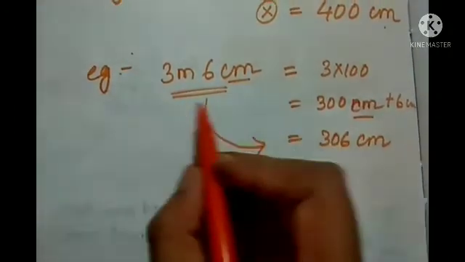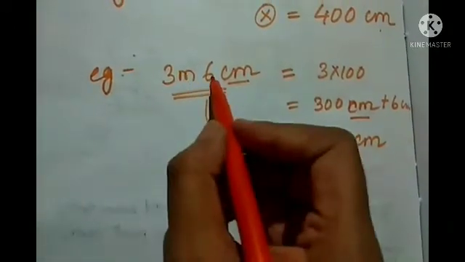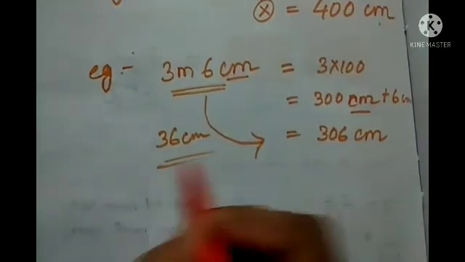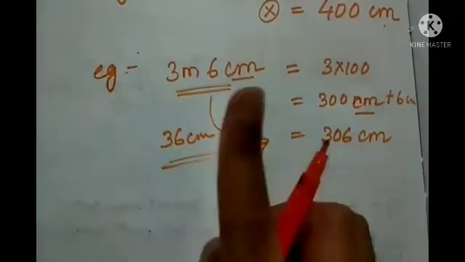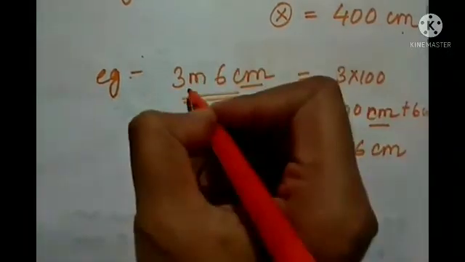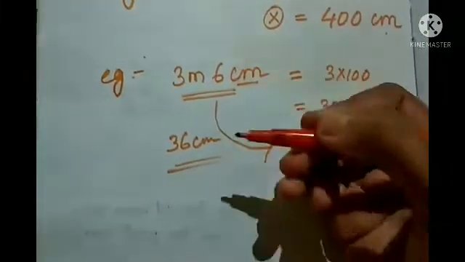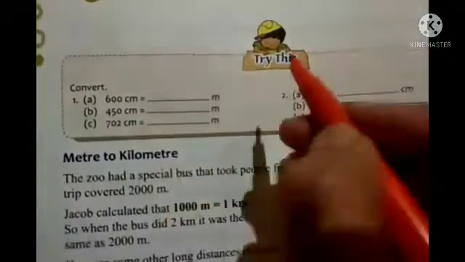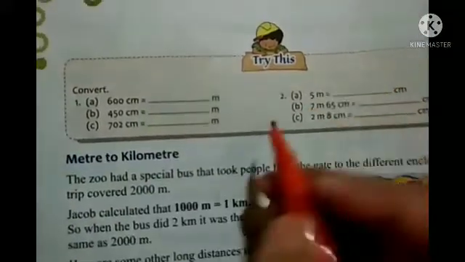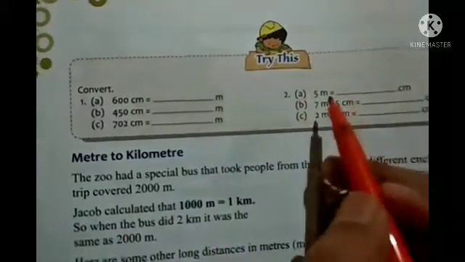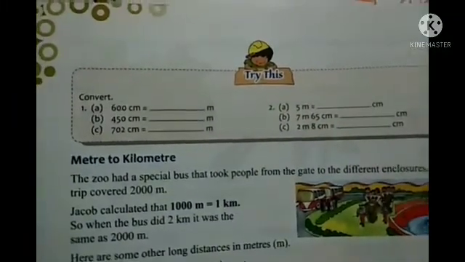In this case students, do not make mistakes. Some students think 3 meter 6 centimeter will be 36 centimeter. Some students make this type of mistake. Do not do this, because it is given 3 meter and 3 meter means 300, not 30. For your practice, Try This is also there, page number 160. Here you can convert from centimeter to meter and meter to centimeter.